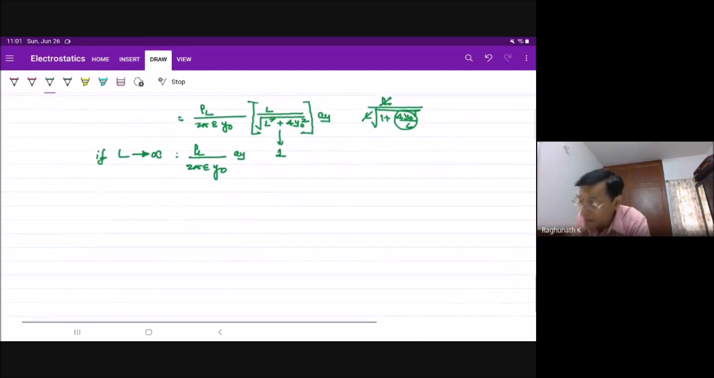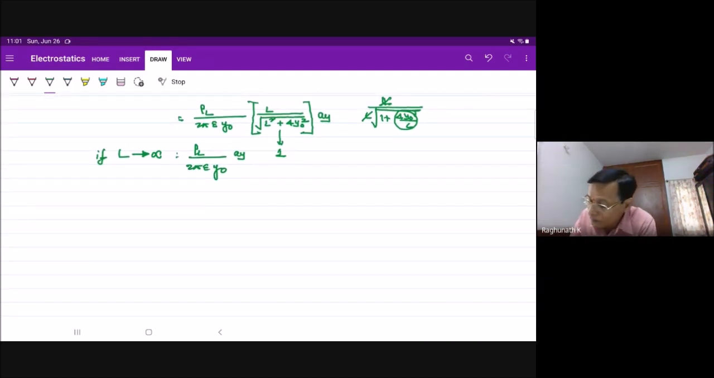The third case in this. If I have a line charge of length L, distributed along z axis from minus L by 4 to 3L by 4, length is L. This is again y naught. What does that have to do?